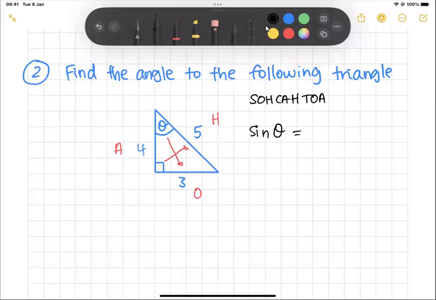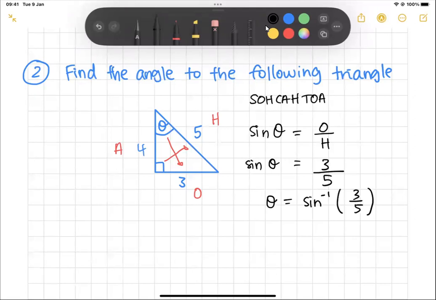Now, in this case, to make it easier, I'm just going to use sine theta, because why not? Using our acronym, SO means sine theta equals O over H. I'm going to do sine theta equals, substituting what O is, which is 3 over 5, right? H equals 5. Now, the question says to find the angle. Well, how do I make theta here by itself? Well, the opposite of sine is sine inverse. I'm going to open the bracket and put in 3/5, and close it.